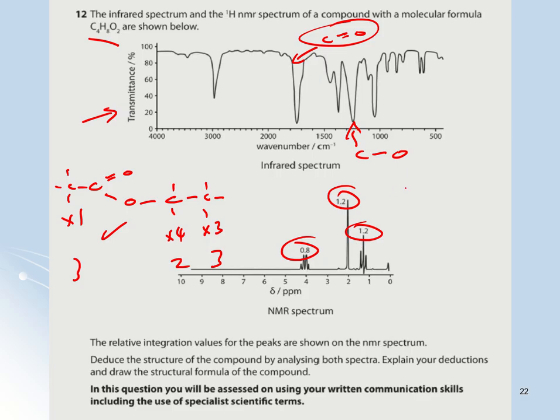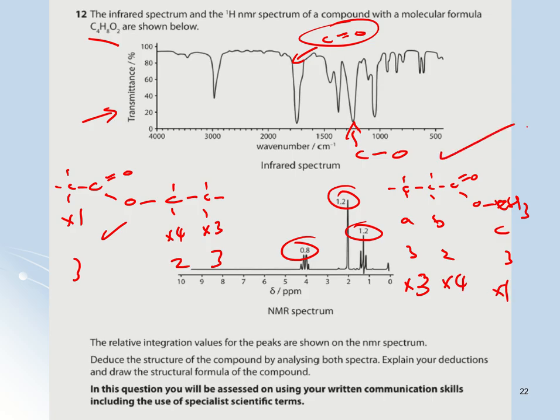Let's take our ester and flip it around then. So let's go 2 and see if that is successful. So here we're going to have 3 environments again, so we're going to have A, B and C. We're going to have a peak integration of 3 to 2 to 3 again, which is what we should have. We're going to have that split to a triplet, that's going to be a quartet and that's going to be a singlet. There you go, there's your other structure there. So it's ethyl ethanoate and methyl propanoate that are your 2 structures.